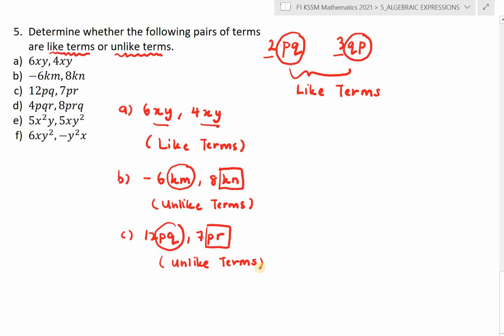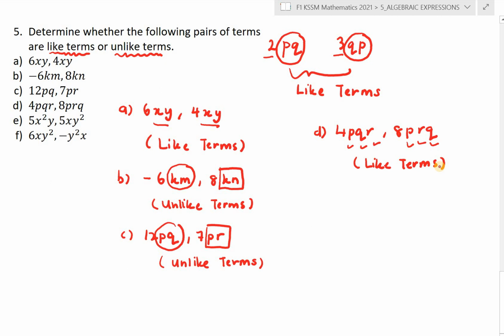Okay, and then let's look at the fourth question. Okay, we have 4PQR and 8PRQ. Okay, tadi saya kata kalau like terms tu tak kisah susunan dia atau tak kisah constant dia. Yang penting kita tengok unknown dia. So, let's look at this one. We have P, we have Q, we have R. We have P, we have Q, we have R. Walaupun dia tak disusun sama, tapi dia tetap sama. Macam Ali dengan Abu. Abu dengan Ali. Dia adalah orang yang sama. Jadi, dia adalah like terms. Okay? So, kita letak ini sebagai like term. We determine this one as like terms.